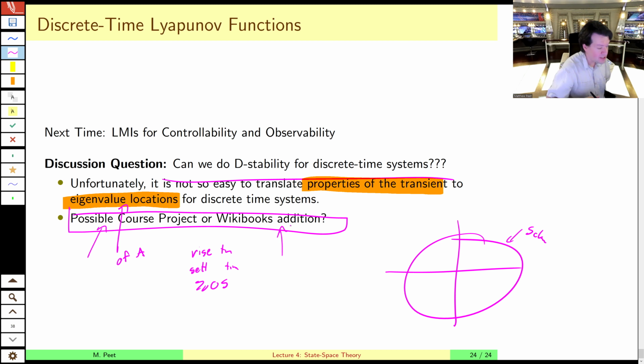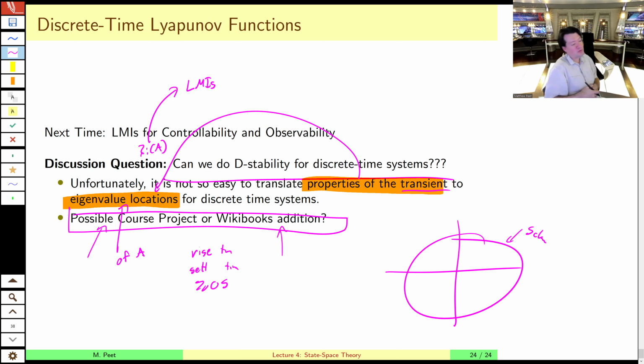So in any case, summarizing, we've shown that the properties of the system, which is what we really care about, in this case properties of the transient, can be translated in certain cases to, say, eigenvalues of A. And eigenvalues of A can certainly be translated to LMIs, so we can represent constraints on the eigenvalues of A using LMIs. Now, how many properties of the system we can represent using eigenvalues of A is an open question.